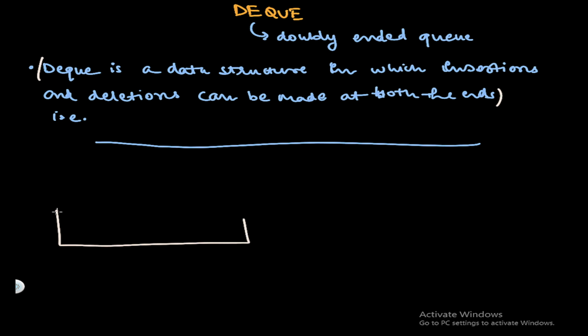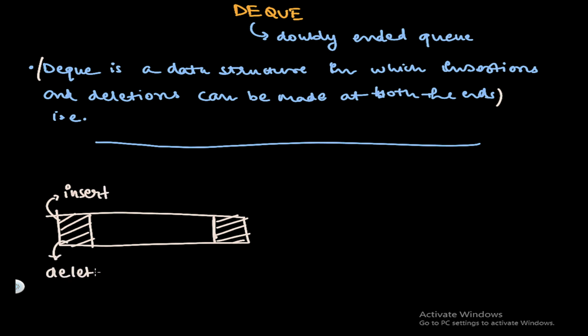Now, what does it mean by that? Say that this is our DQ data structure, and this is the first end and this is the second end. Now I can insert an element here, and I can delete an element from this position. Also, I can insert an element in this position and I can delete an element in this position.